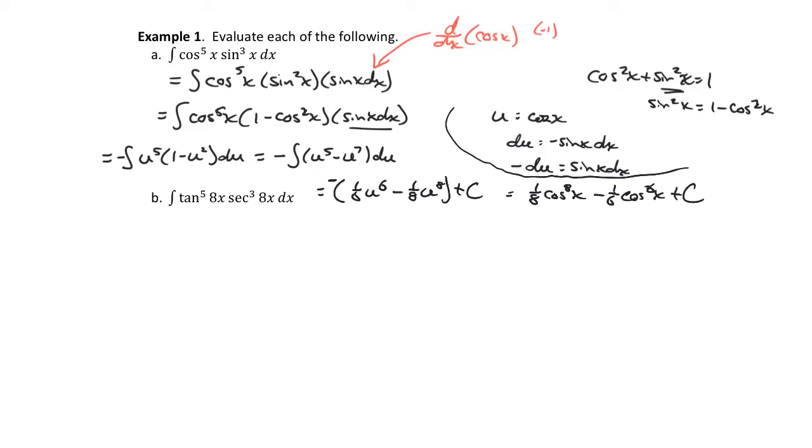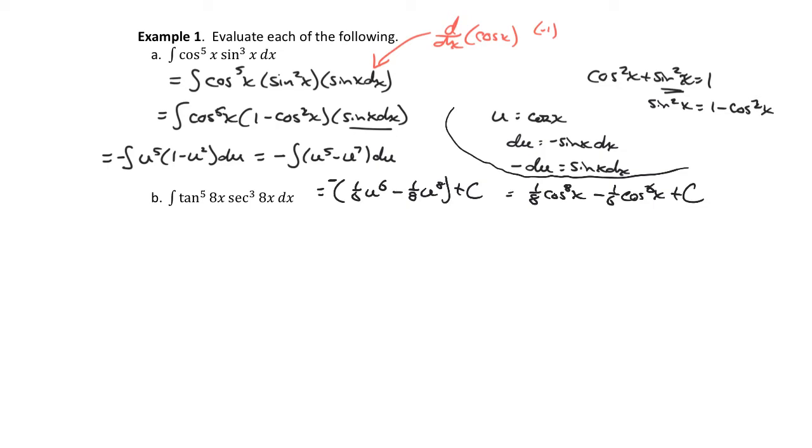And I'll tell you this, if you had instead said, hey, look, the derivative of the sine is the cosine, and saved off the cosine with the dx, you could also do it. It would be a little bit more complex because you're going to have to square something squared, but it does work. Okay, so let's look at this next one.